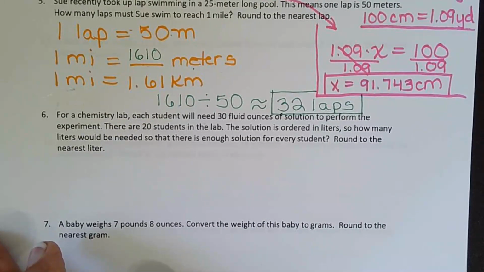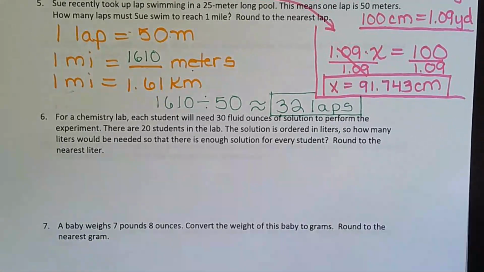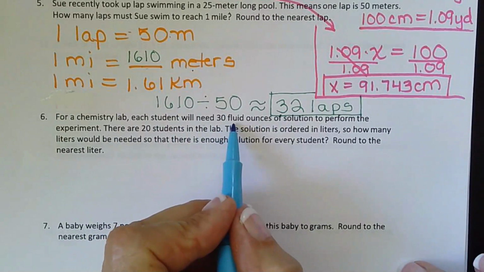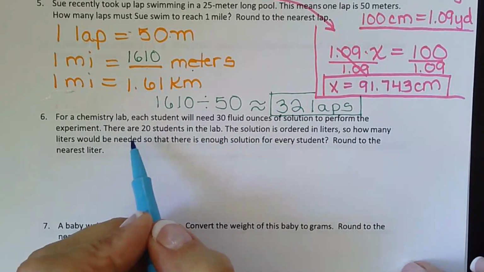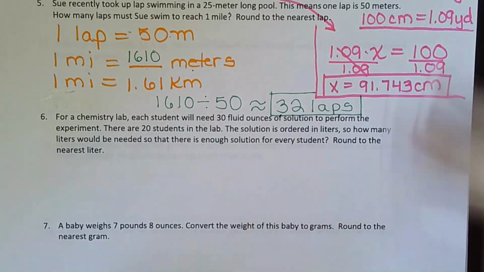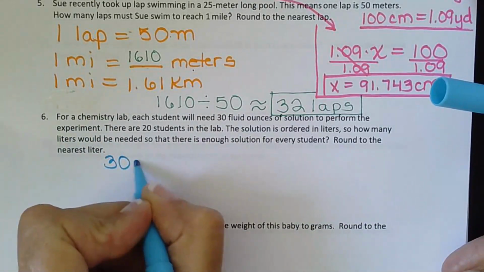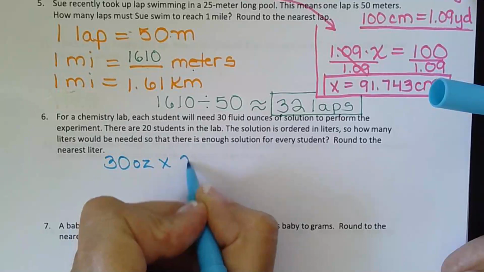Each student will need 30 ounces to perform. There are 20 students. The solution is ordered in liters. So how many liters? Oh, this is a good one. I like it too. Okay, so we have 30 ounces, and each student has to have that much. So first we need to find out how many ounces. So 30 ounces times 20 students.